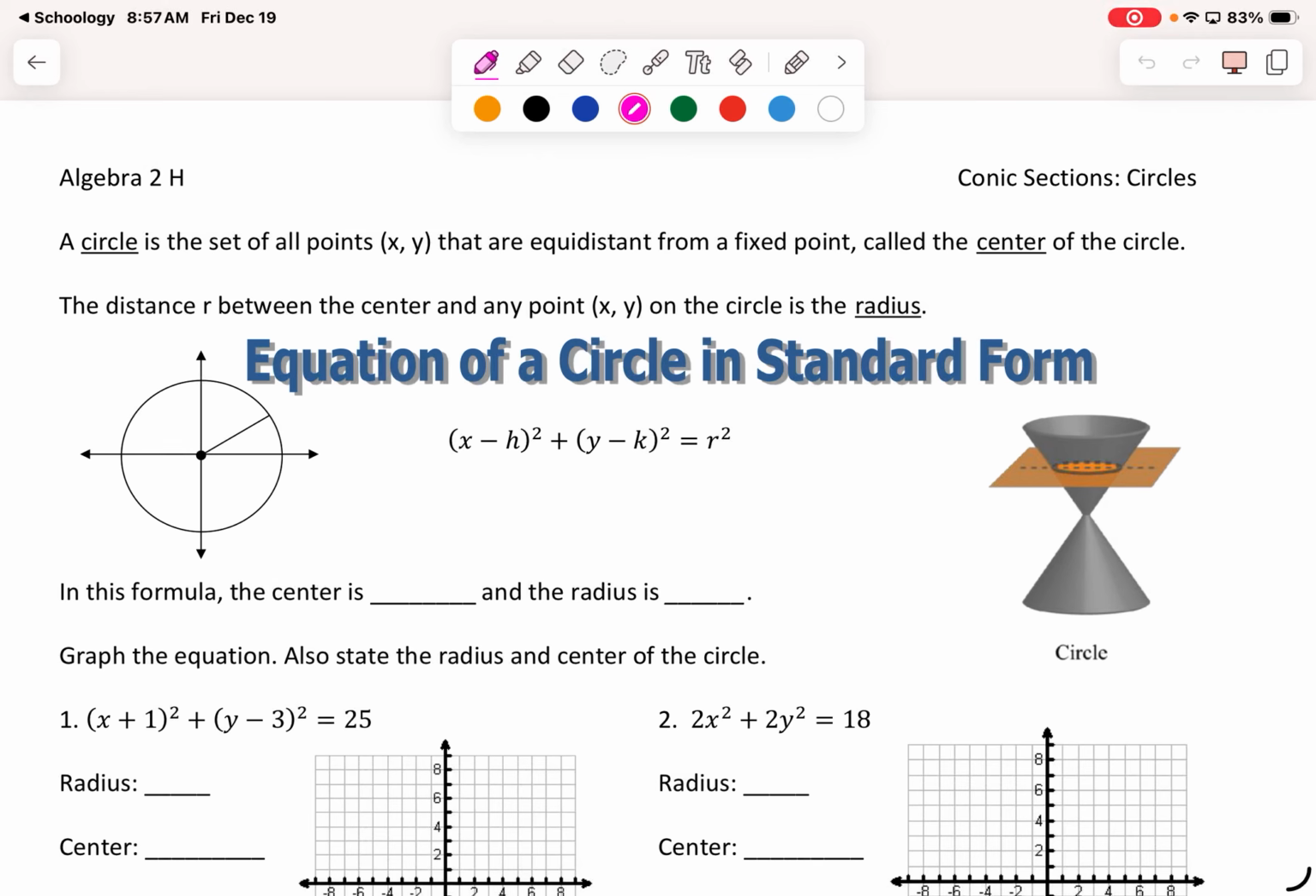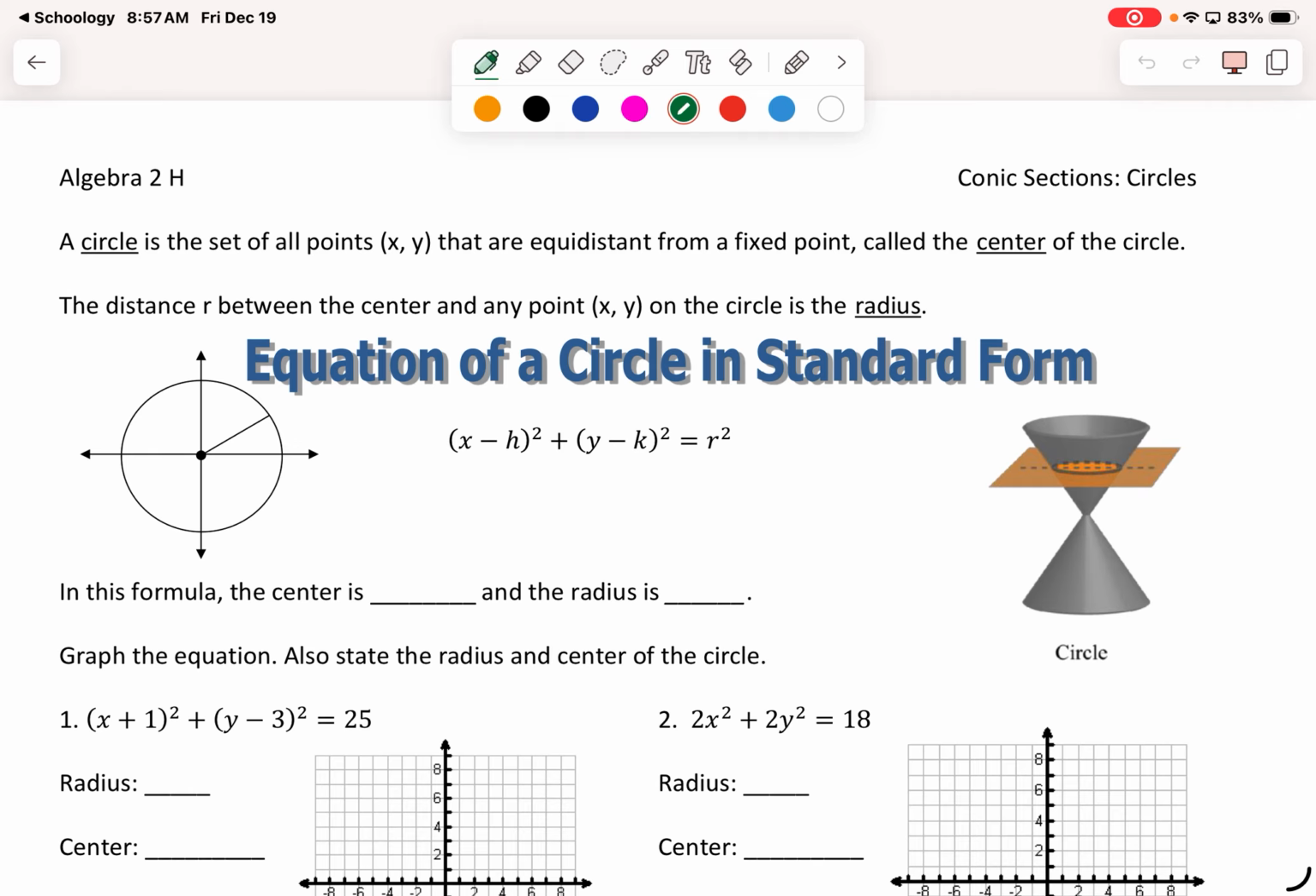All right, let's talk about circles. So in this lesson, we are going to write equations of circles and we are going to graph circles. So we all know what a circle is, right? But by definition, a circle is a set of all points, x comma y, that are equidistant from a fixed point called the center of the circle.